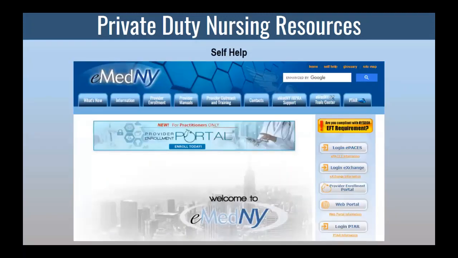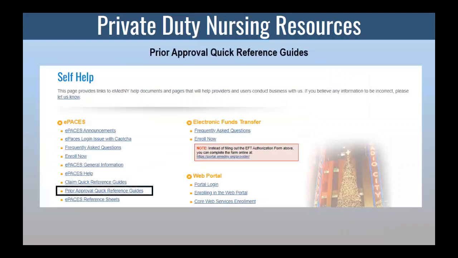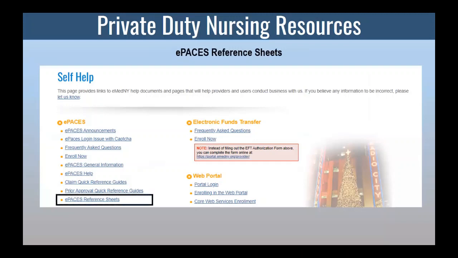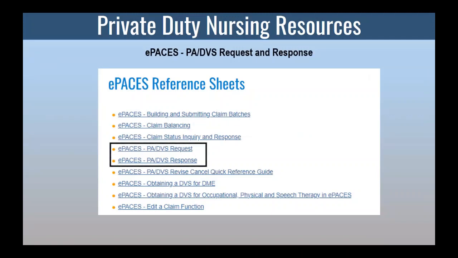To access ePACES reference materials, you will click on Self-Help in the upper right-hand corner of the web page. Prior Approval Quick Reference Guides will provide detailed information regarding the prior approval process. There are ePACES reference sheets available which provide information regarding the ePACES PADVS request and response functions. The ePACES PADVS request and PADVS response reference sheets will provide step-by-step instructions.